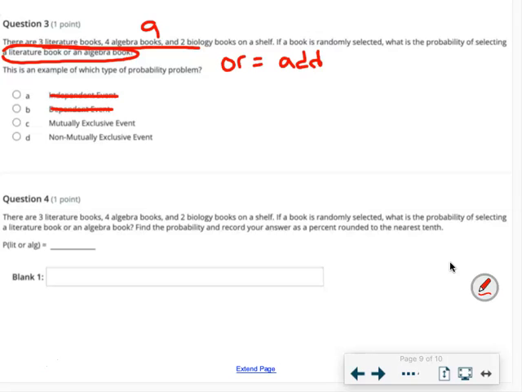I have to ask myself, can I pick something that is both at the same time? If something is a literature book or an algebra book, can that happen at the same time? Can I pick one book that is both an English and a math book? The answer is no. So since these can't happen at the same time, they're not non-mutually exclusive. We call this mutually exclusive. In other words, we wouldn't have to subtract the overlap. There would be no overlap. So let's find out the probability of that then.